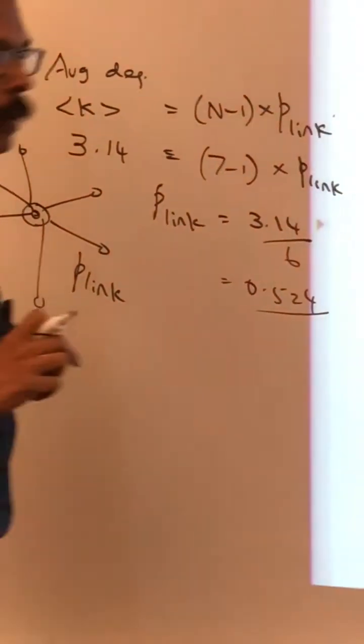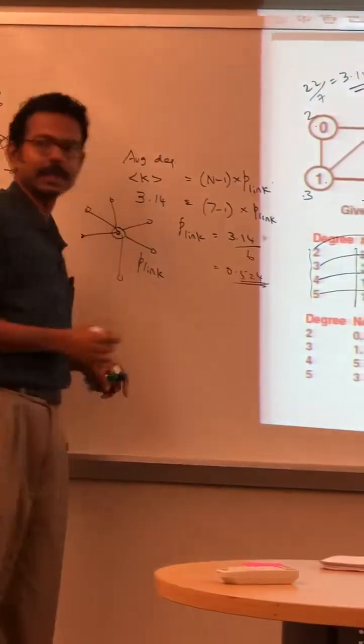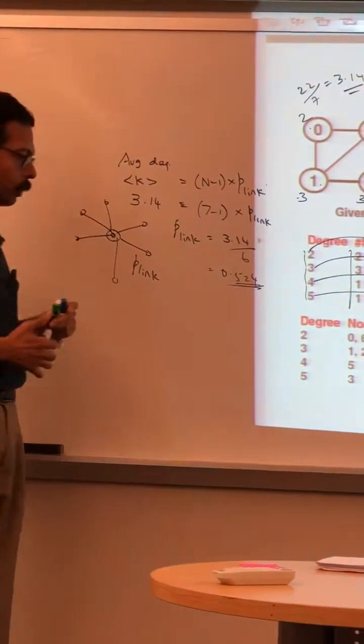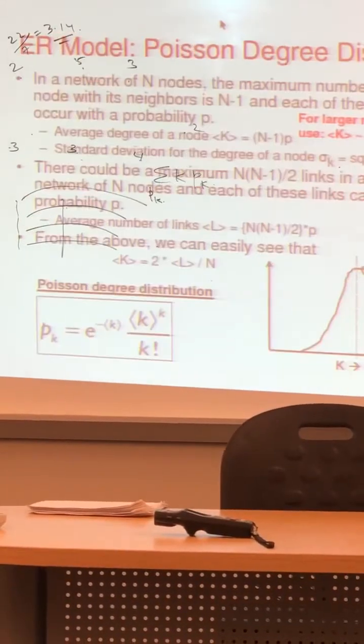So if I give an exam on this, Sir, please repeat that sentence. Okay, so I understood up to p link is 0.524. So now what you do? Let me go back to that. It's here.